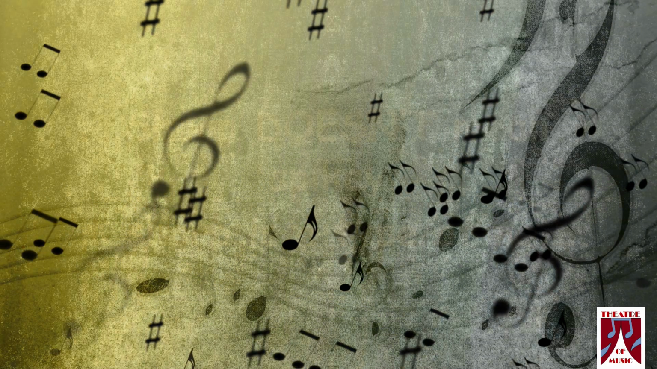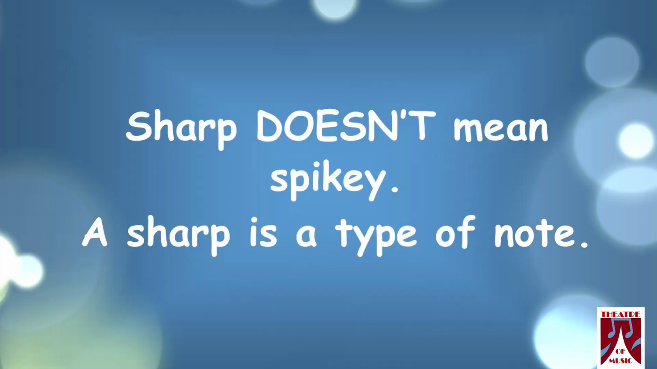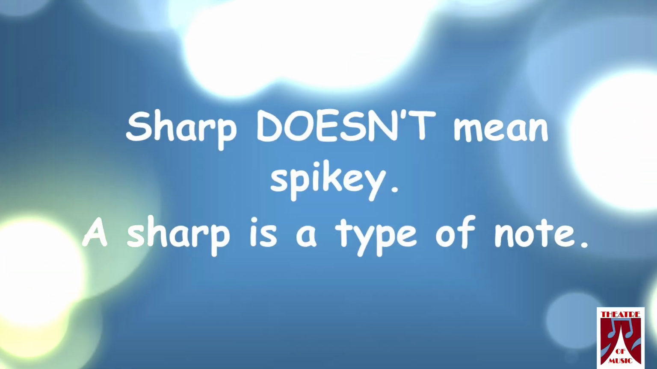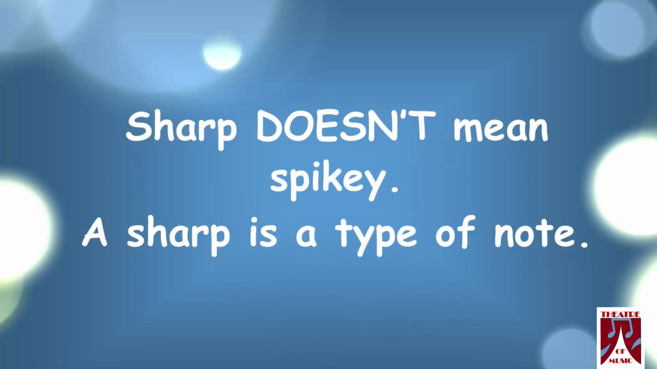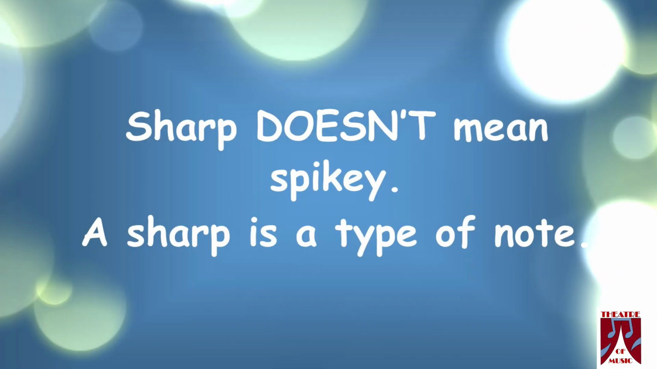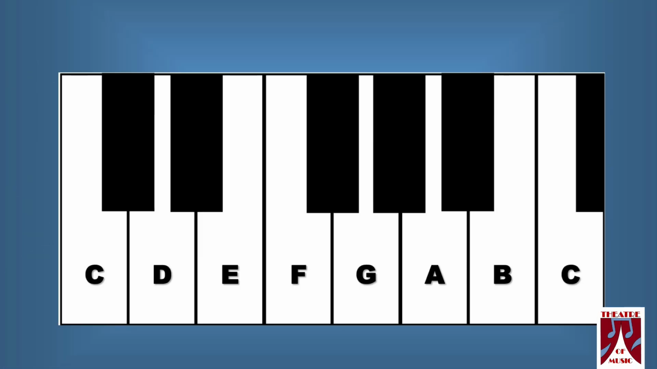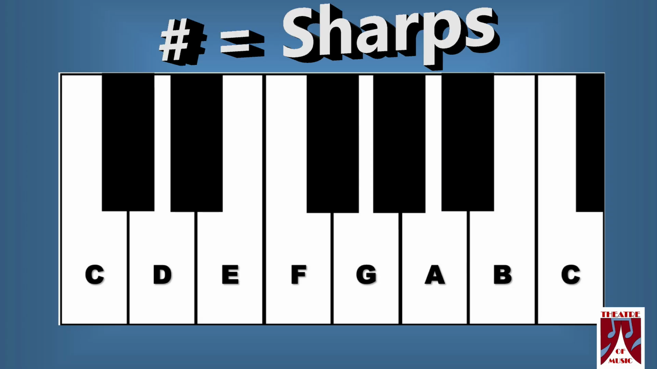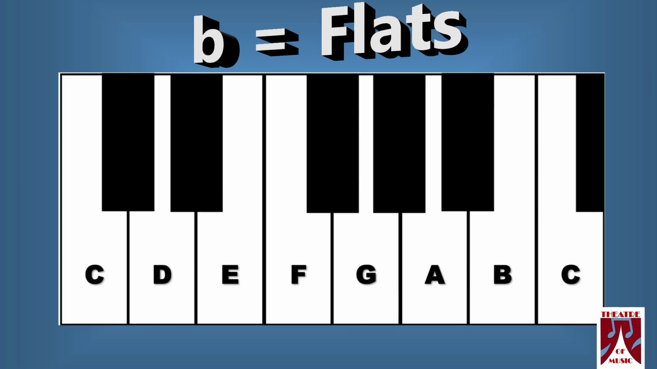So, in today's video, we're diving into the world of sharps and flats. First, let's clear up a common misunderstanding. Sometimes people use the word sharp to describe music that sounds spiky or edgy, but in music theory, a sharp is actually a specific kind of note. If you look at a piano keyboard, you'll notice that there are both black and white keys. The black keys are where you'll find most of your sharps and flats.